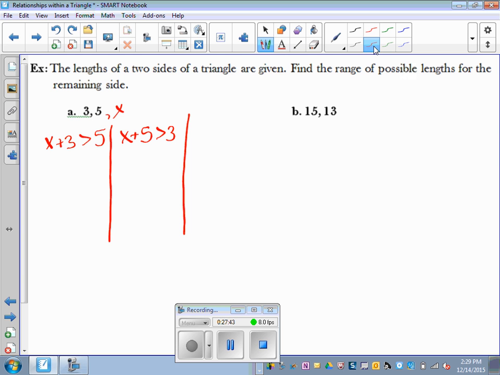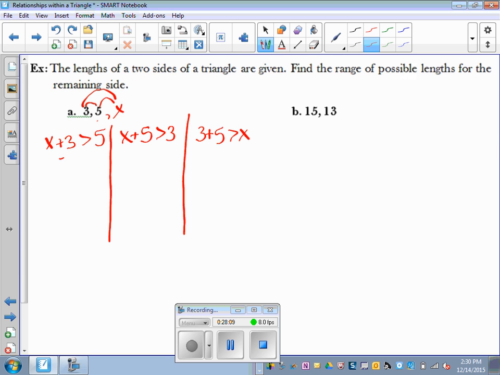And then we need our last combination to be 3 plus 5 has to be greater than x. This takes care of the 3 possible combinations. We have our first two sides added together, 3 plus 5. We have 3 plus x, and we have 5 plus x. So these are the conditions it must satisfy in order for it to be a triangle. So let's see where this takes us.